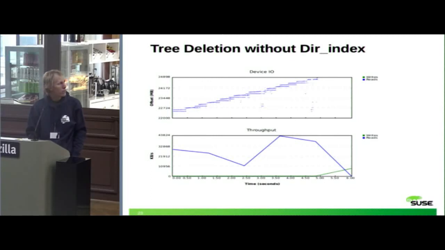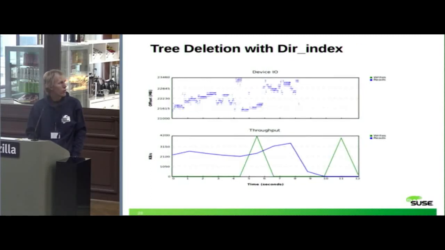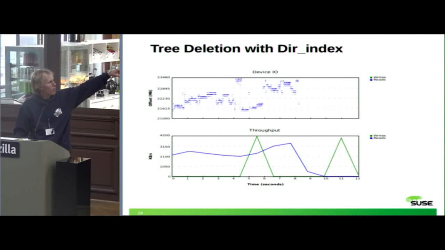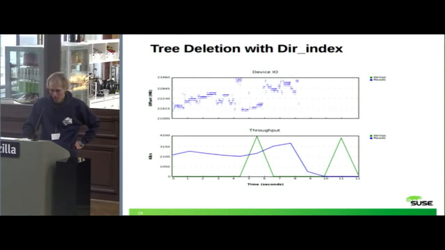Now, if you look at the same trace with the dir_index feature, you can see we are seeking much more. We are seeking between more locations, the things are further apart. It's not so nicely sequential, and the throughput is much lower, about an order of magnitude lower. You can see that seeking is really the reason why the removal is so much slower.